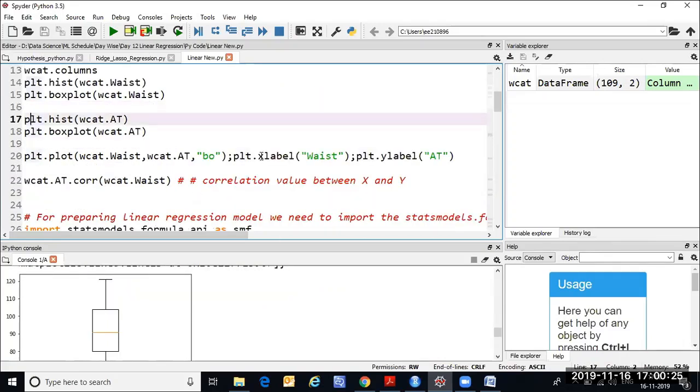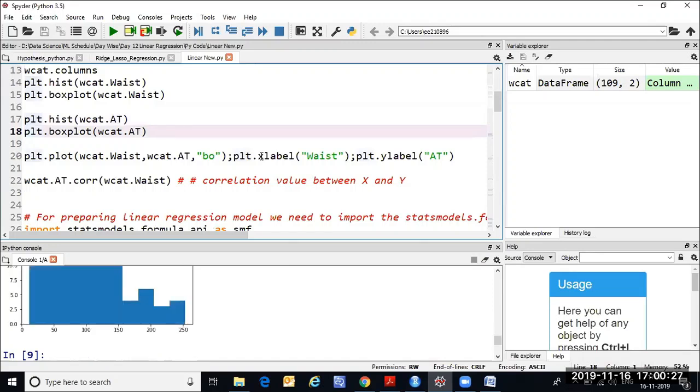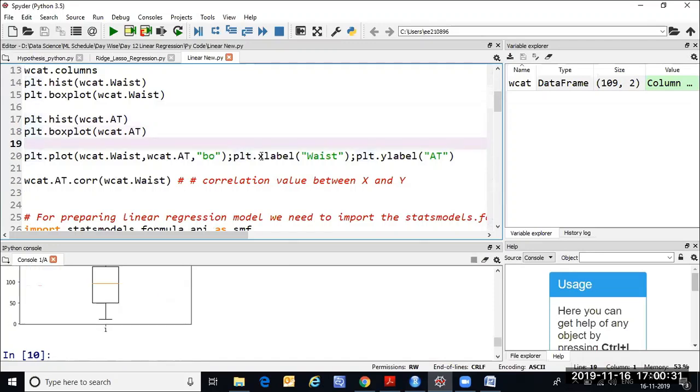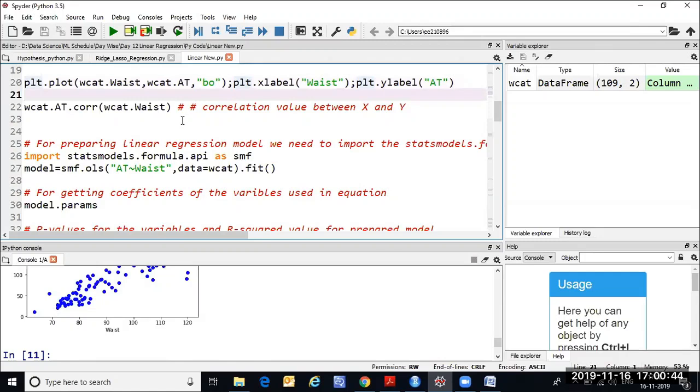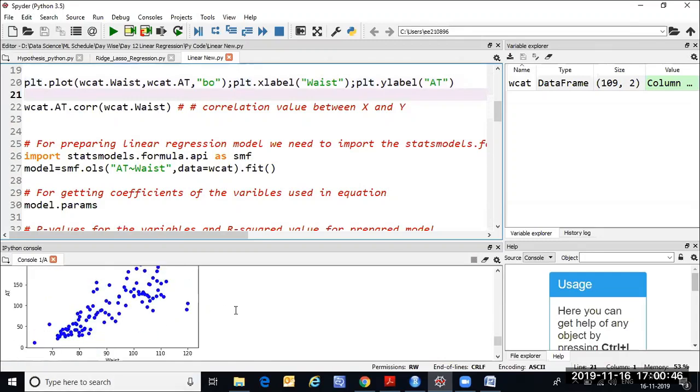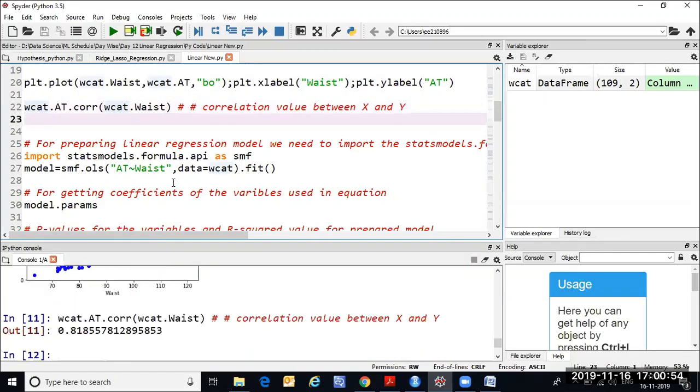And similarly on the output variable, the dependent variable, a box plot. Drawing a plot between x comma y is a scatter plot. Right? The same thing we had seen. Bring the objectivity, calculate the correlation: 81.8.